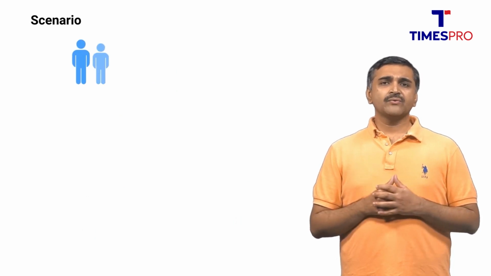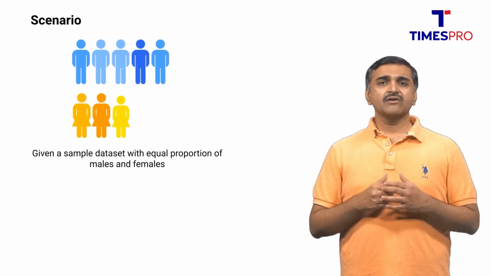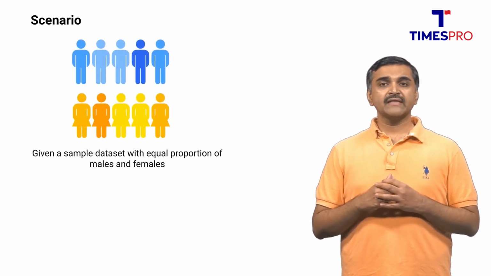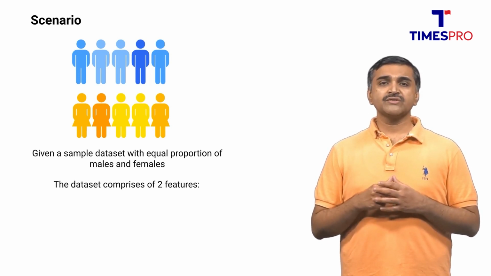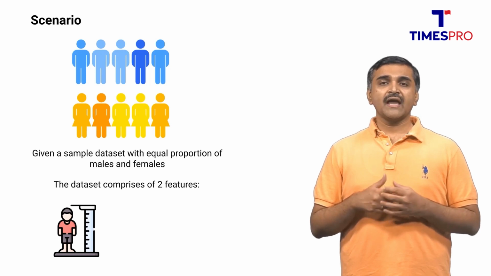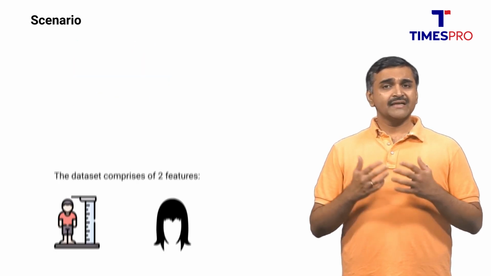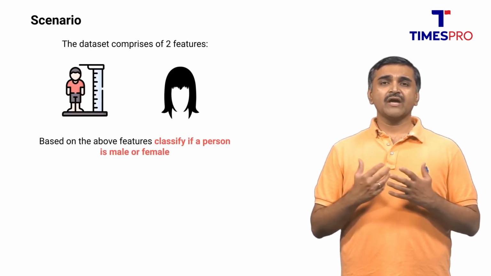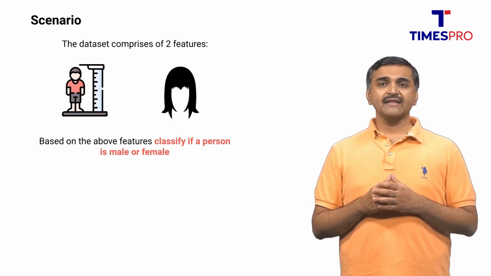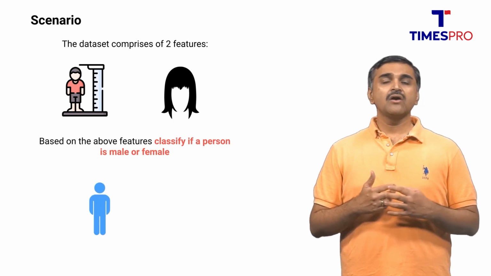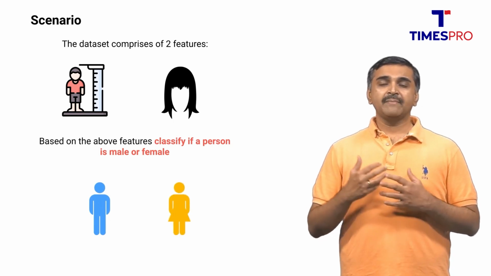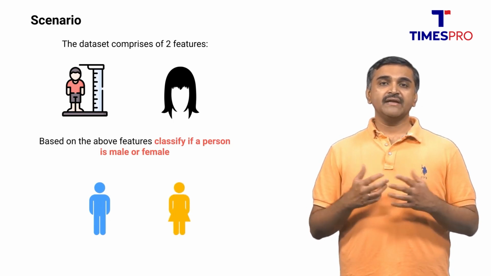Let's take a scenario: given a sample data set with equal proportion of males and females. The data set comprises two features, height of an individual and hair length. The task here, based on the above features of height and hair length, is to classify if a person is male or female. And by the way, this is labeled data.